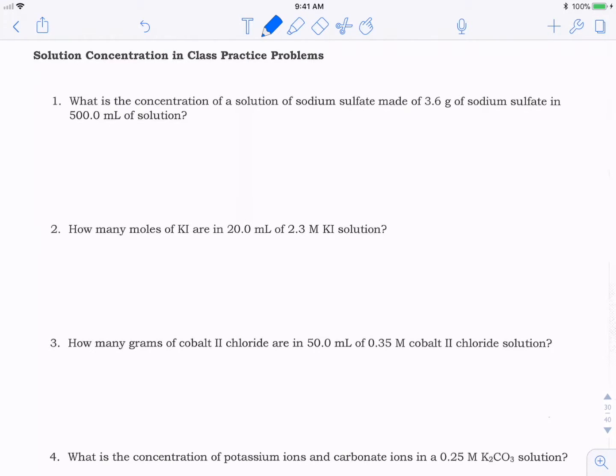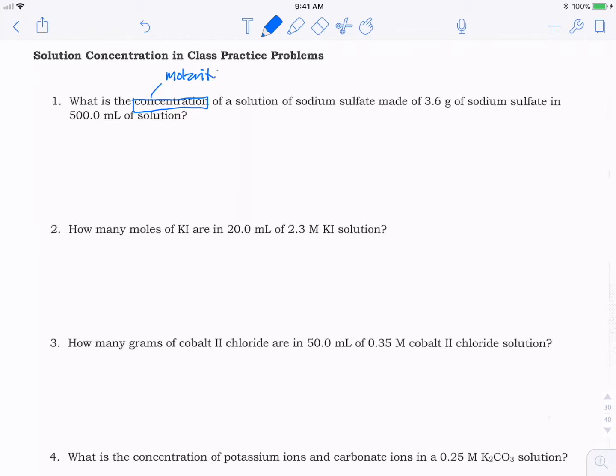Okay, let's do some practice problems. So, what is the concentration? A lot of doing problems in chemistry is just interpreting the English and trying to figure out what the real problem is. So, concentration in chemistry means molarity.